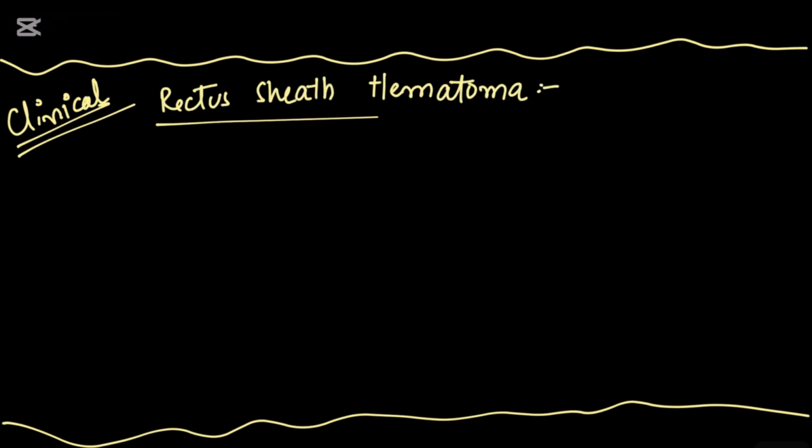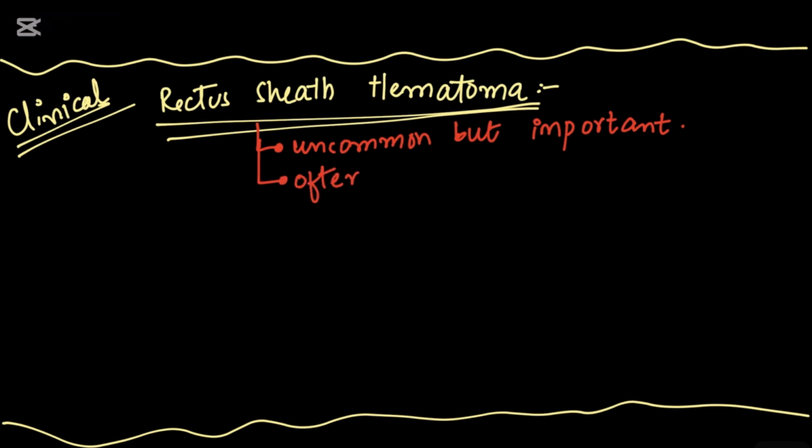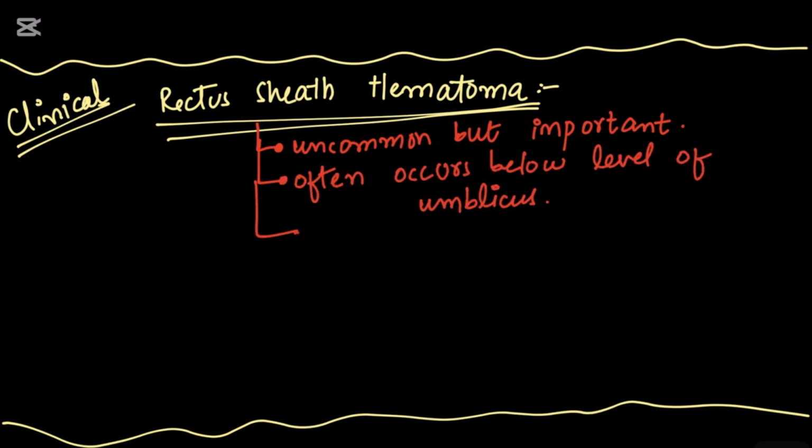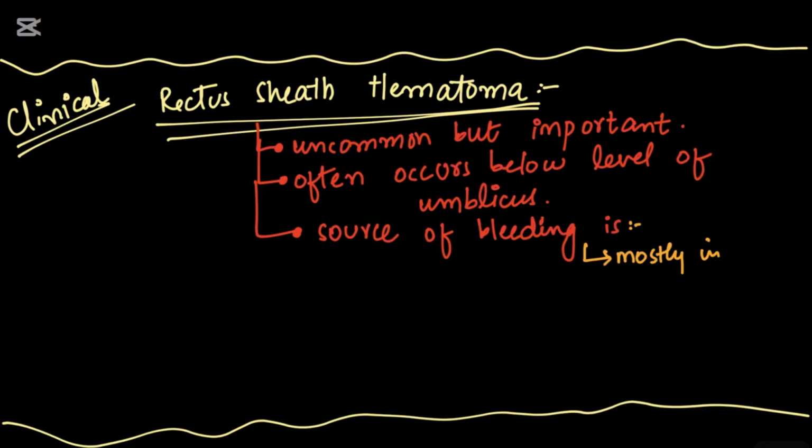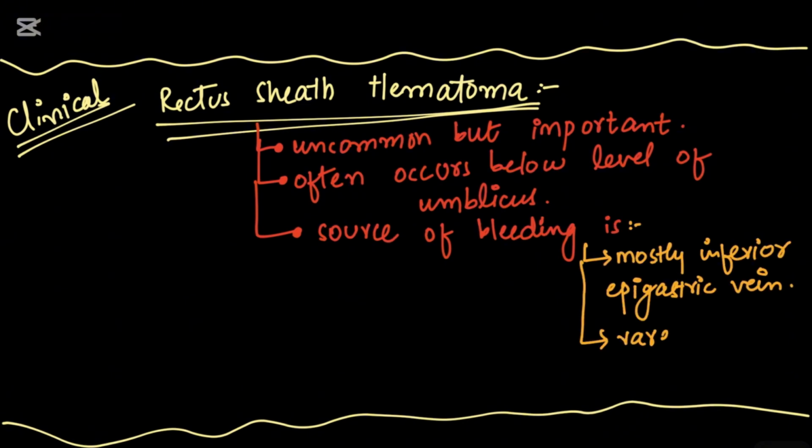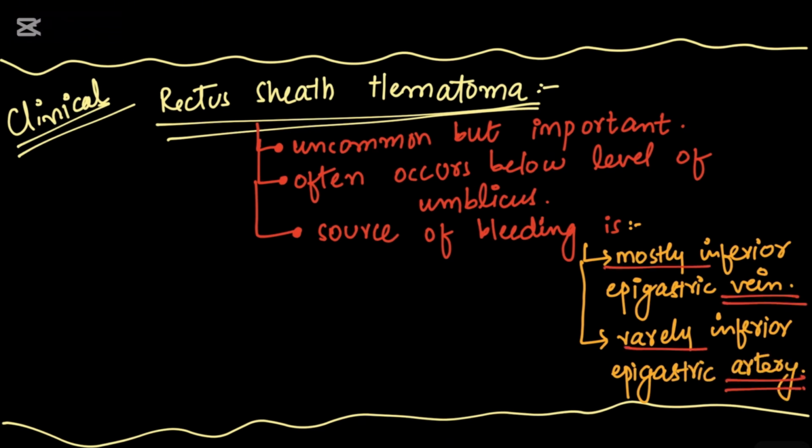Clinicals of the rectus sheath hematoma. It is uncommon but important. It often occurs below the level of umbilicus. Source of bleeding is most commonly inferior epigastric vein, not artery. Artery is the rare source of bleeding.